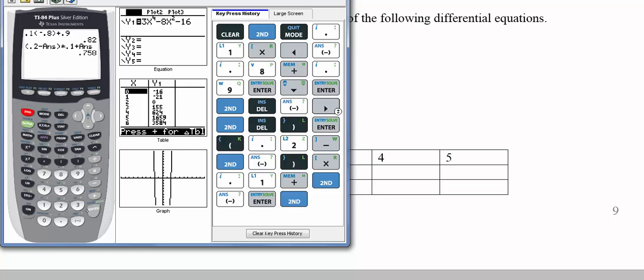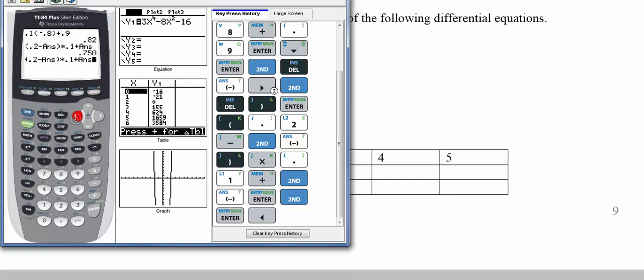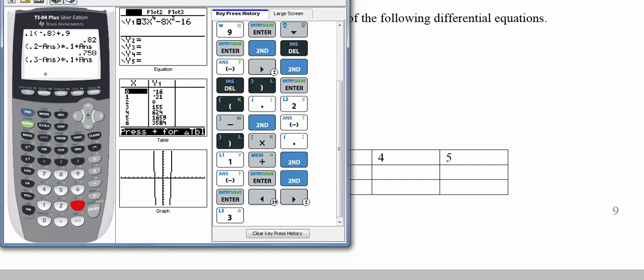Now, if I hit second enter again, I can bring this back up, and I really want to do the same thing again. The only problem is, I don't particularly want to do 0.2 anymore. I've got to do my new x value. So my new x value is 0.3, and my new y value is the answer. So new x minus y, that's my slope, times my step size plus my answer.